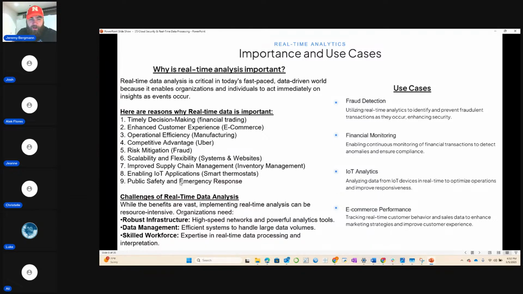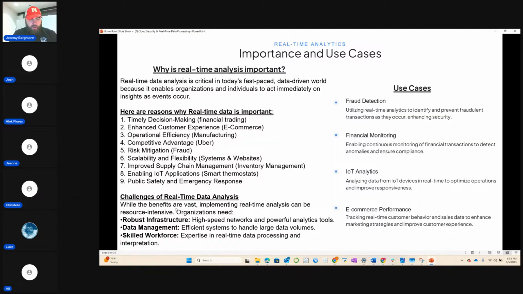And then public safety and emergency response, being able to get that information if it's life-saving, where time is critical. They say every second counts, like literally. It's where real-time data can be useful.